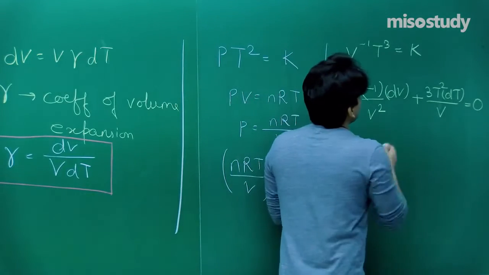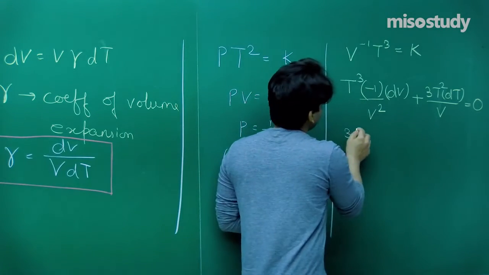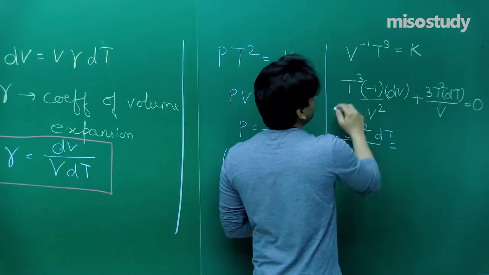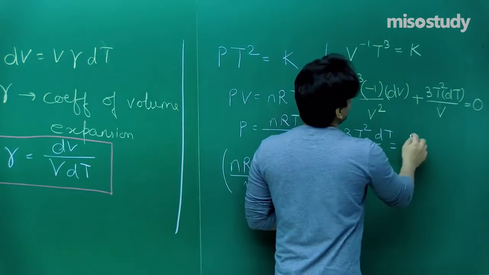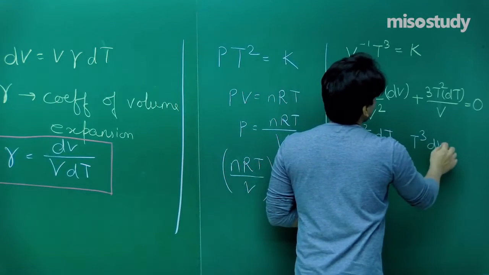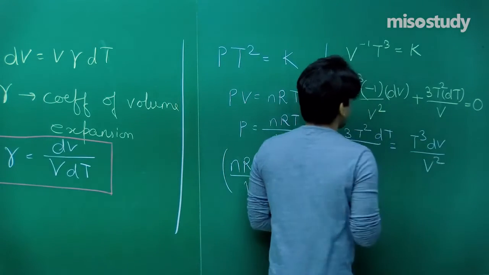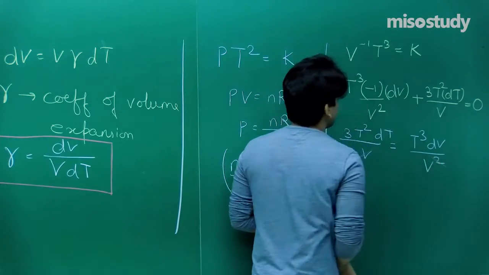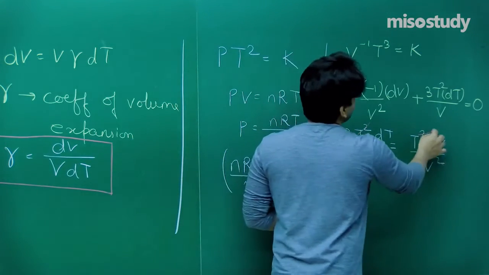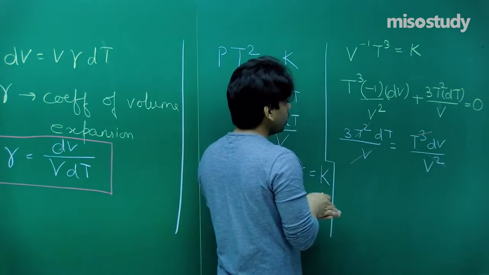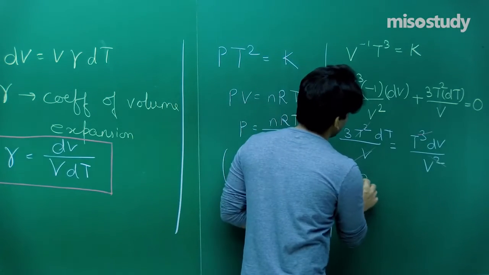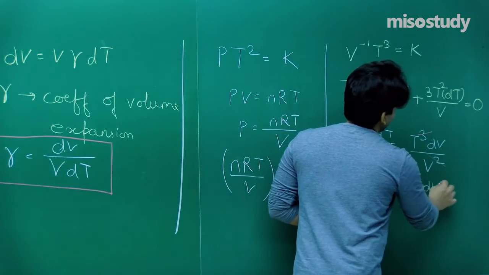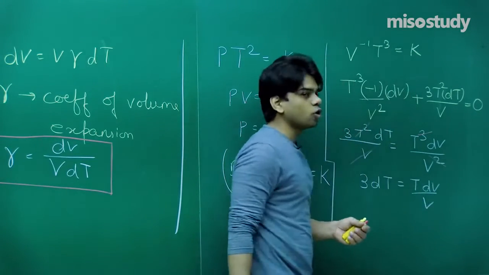Next, you see, 3T² dT by V is equal to minus, this will go to the other side and become plus, so T cube dV by V squared. See the terms that will be cancelled out clearly: V and this V cancel out, T squared will be cancelled out. You will be left with 3 times dT is equal to T dV by V.